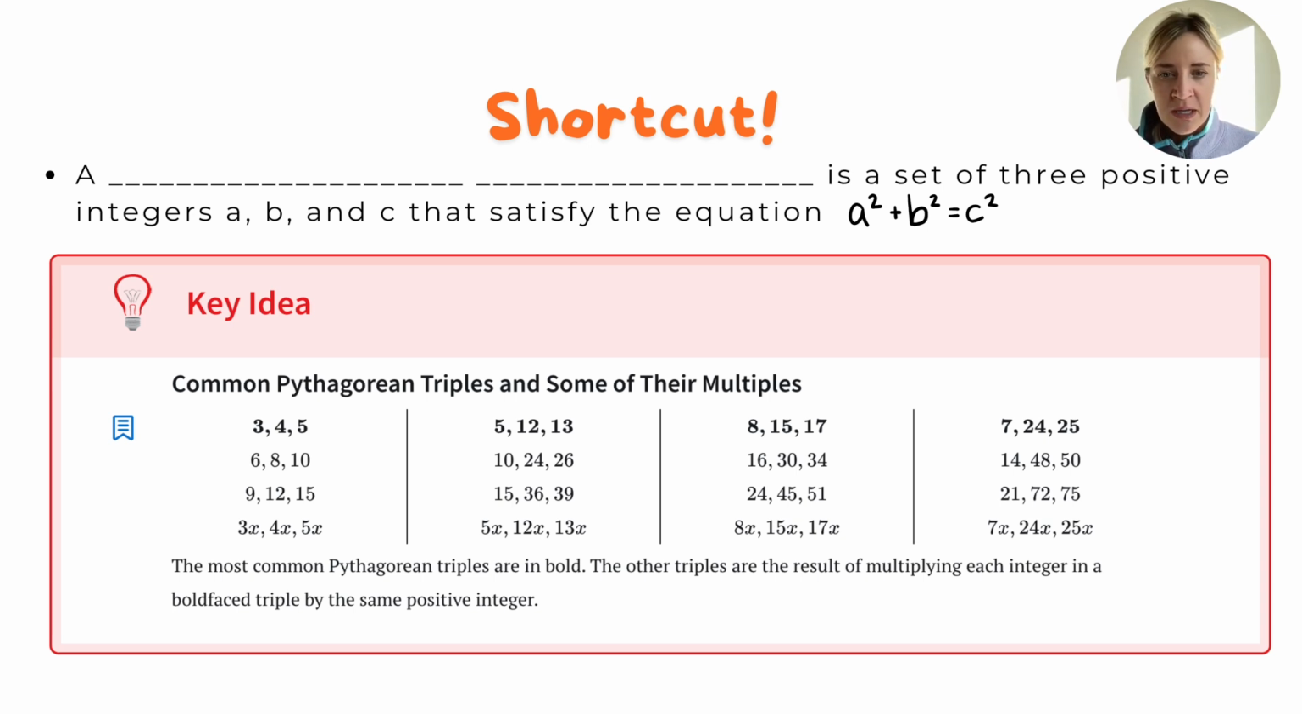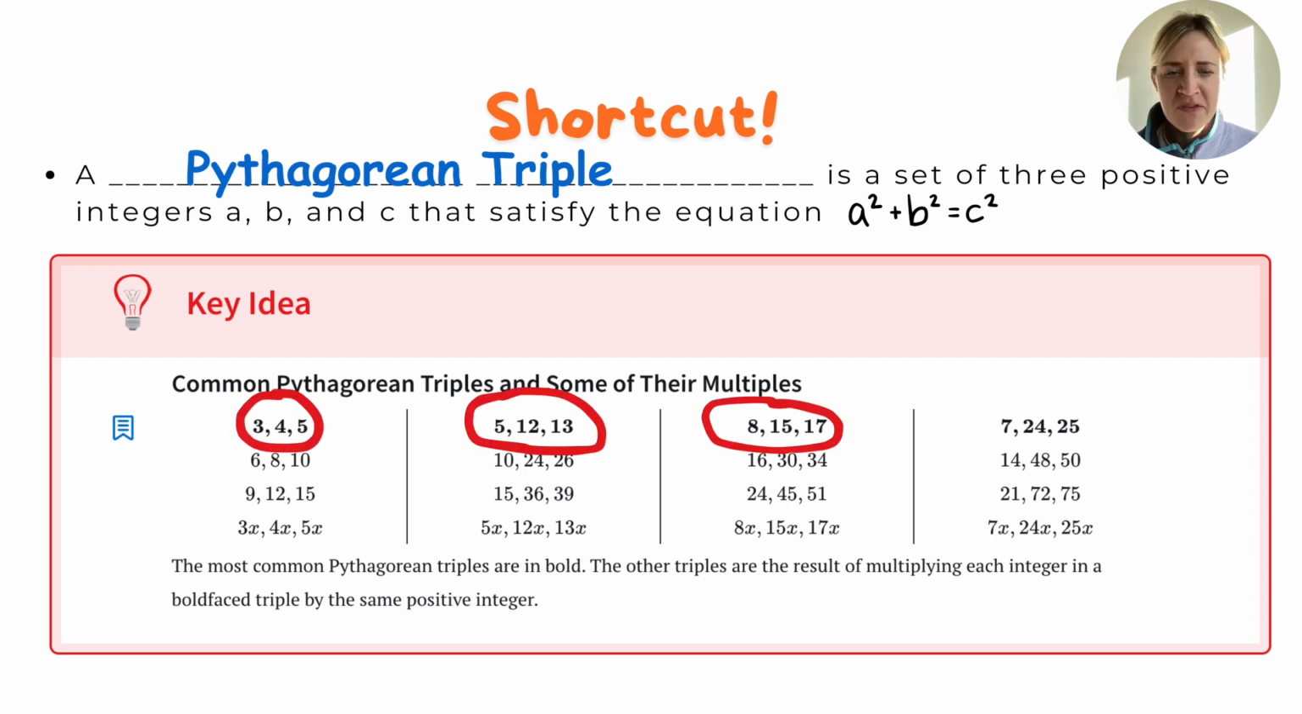And so notes for here, it says a Pythagorean triple is a set of three positive integers, a, b, and c, that satisfy the equation a squared plus b squared equals c squared. So some common Pythagorean triples are 3, 4, 5; 5, 12, 13; 8, 15, 17; 7, 24, 25.